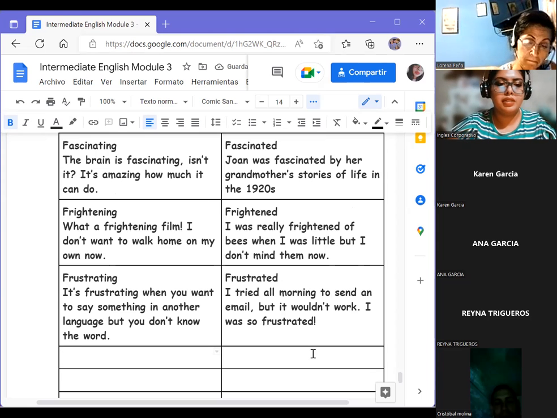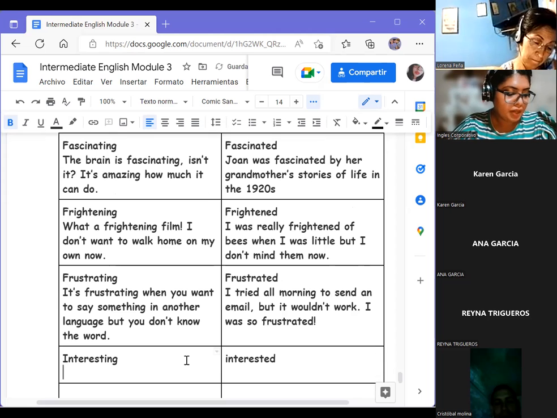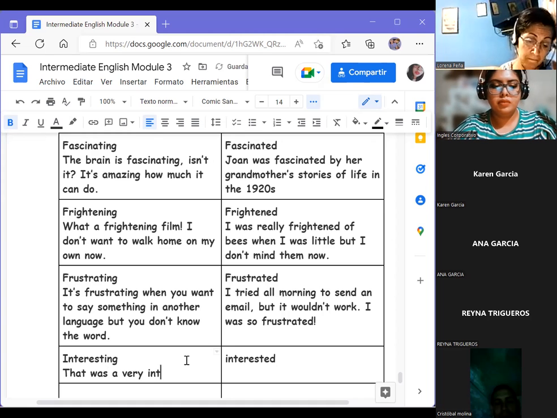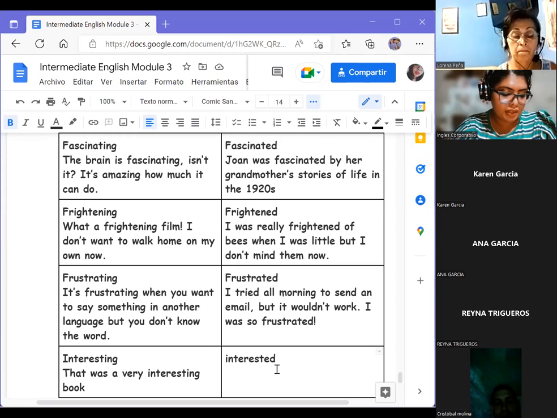Interesting, interested. So for interesting, we have, that was a very interesting book. And for interested, she's interested in animals, so she's thinking of studying to be a vet.